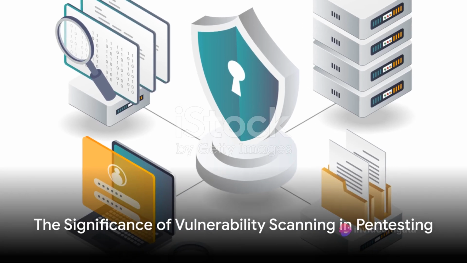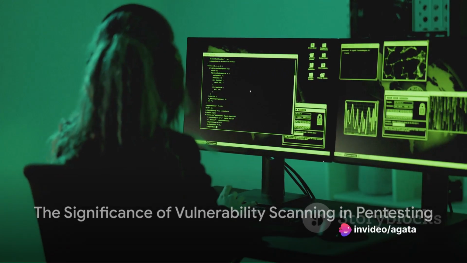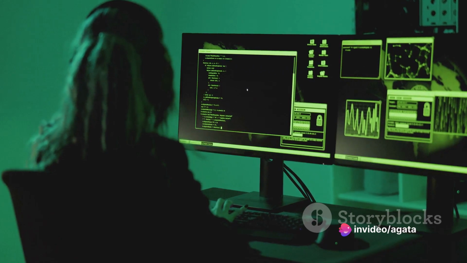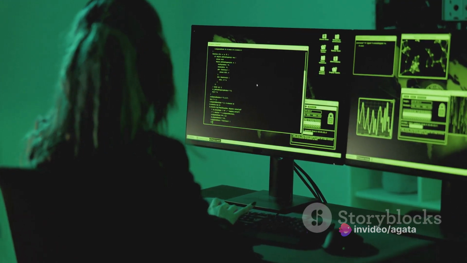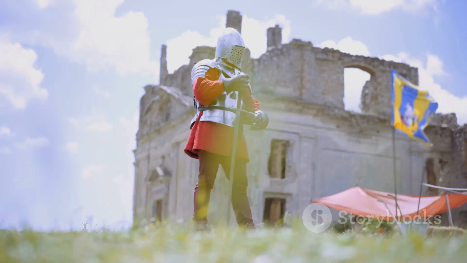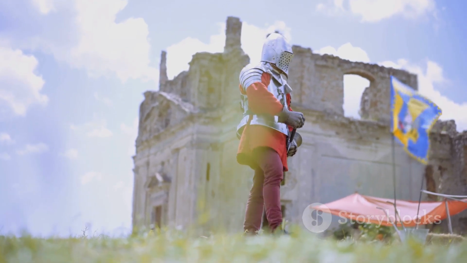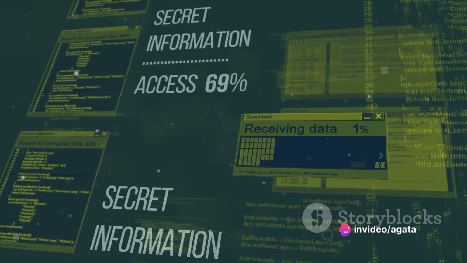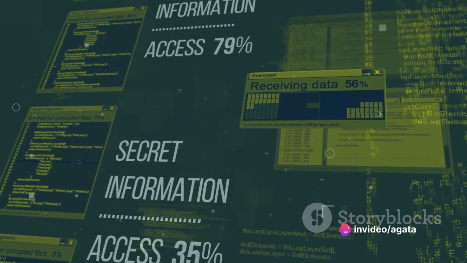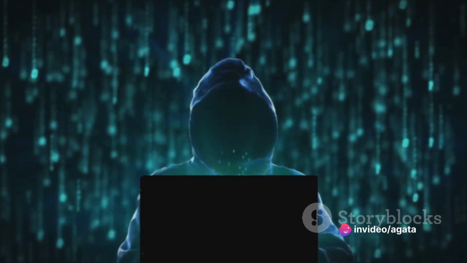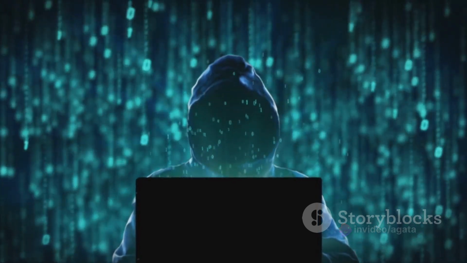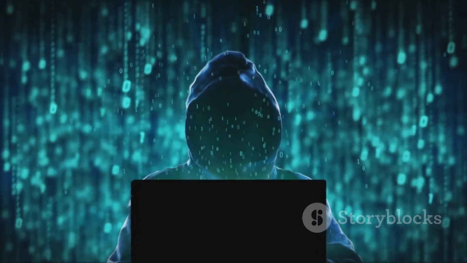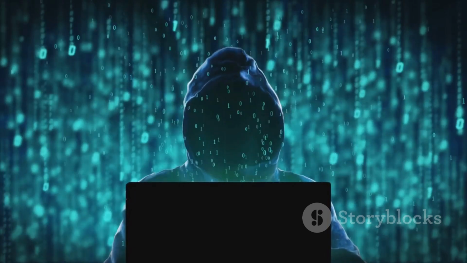Ever wondered why vulnerability scanning is crucial in pen testing? It's like the cornerstone of cybersecurity, a vital first step in securing any system. Picture this: you're a knight defending a castle. Vulnerability scanning is like inspecting your fortress for weak spots, potential entry points for the enemy. In the digital landscape, these enemies are malicious hackers, ready to exploit any weakness they find.